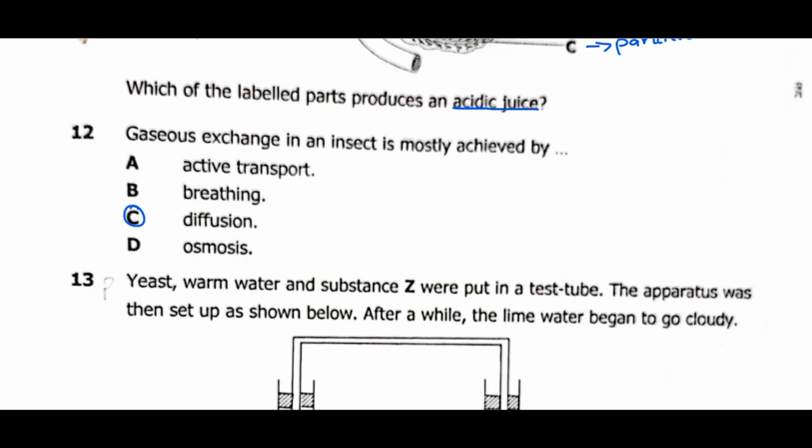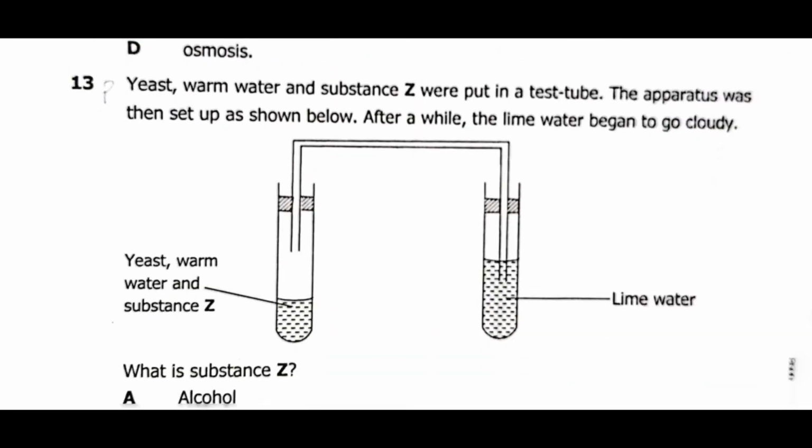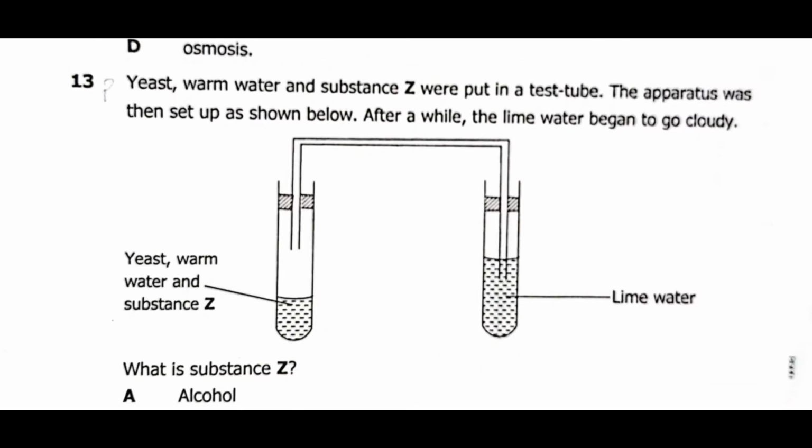Then we move on to question 13. Yeast, warm water and substance C were put in a test tube. The apparatus was then set up as shown below. After a while, the lime water began to go cloudy. So whenever lime water changes to cloudy, this is the same as lime water turning milky. What makes the lime water turn milky is the presence of carbon dioxide.